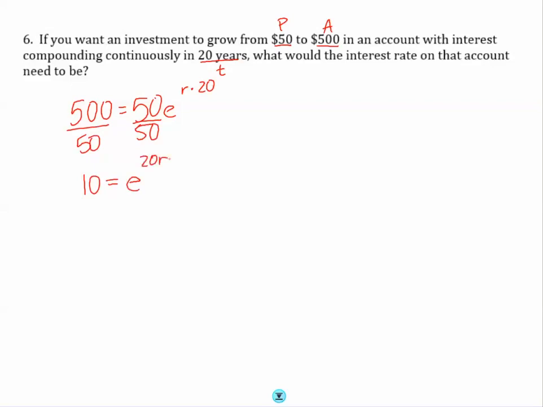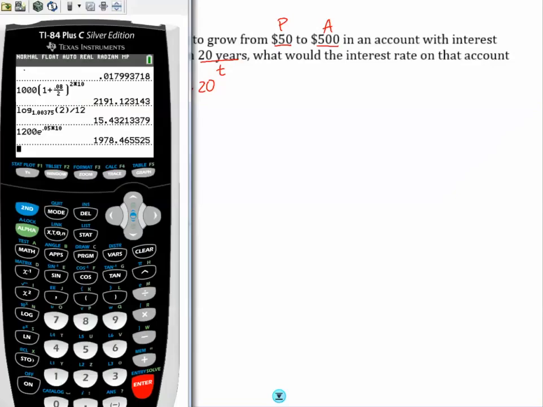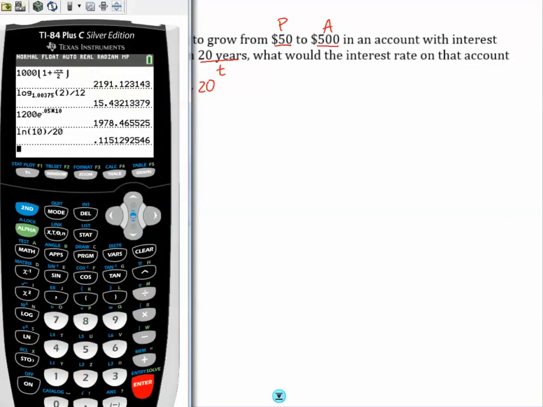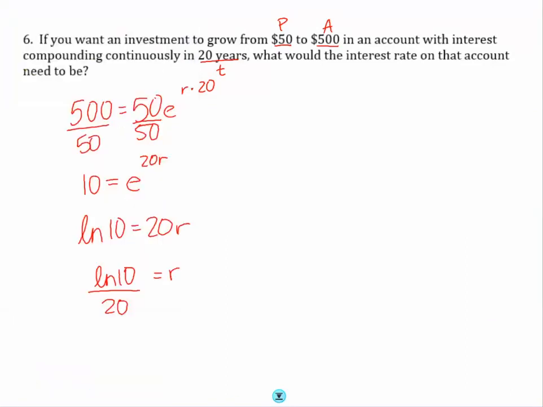Then we need to convert to a logarithm, and since we have e, we use natural log of 10 equals 20r. So r equals natural log of 10 divided by 20. If you type this in your calculator, you get that r equals 0.1151, which means that r would be 11.51%.